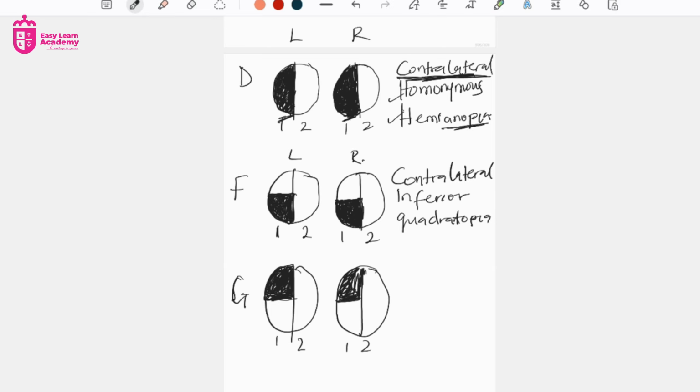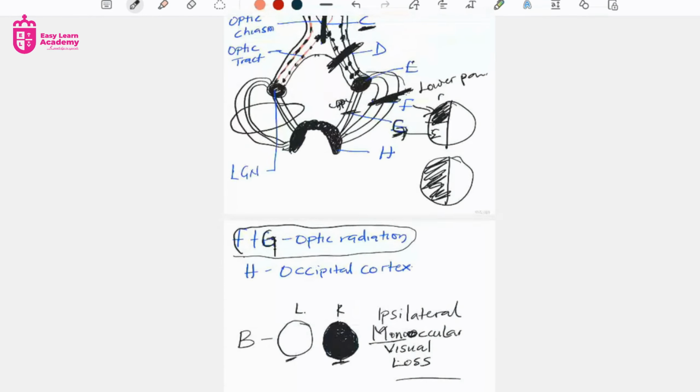Okay, name it then. Contralateral superior quadrantanopia. Okay. Now, there is one more lesion we need to talk about, the lesion at H. Remember that H is the occipital cortex. This is where, I've labeled here, occipital cortex.